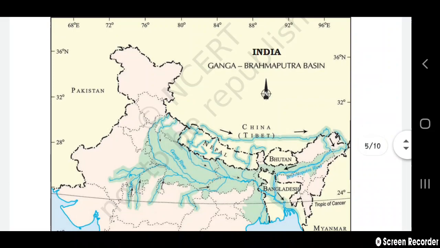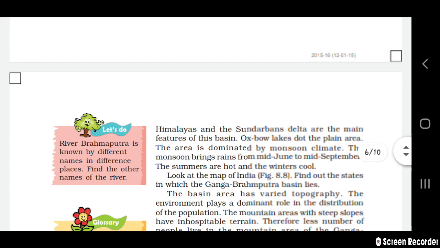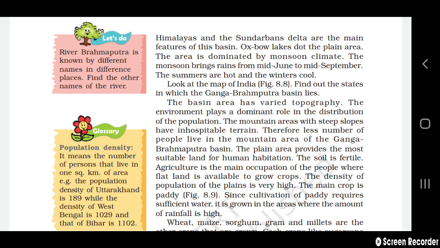See, here the Ganga river comes. Here it joins in Bangladesh to the Brahmaputra, then it joins the Bay of Bengal. In the picture you can see how the Ganga Brahmaputra basin becomes. Next, the Himalayas and the Sundarban deltas are the main features of this basin.